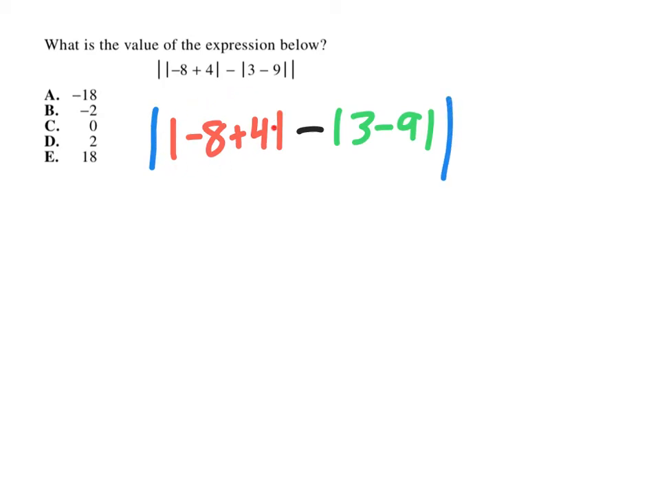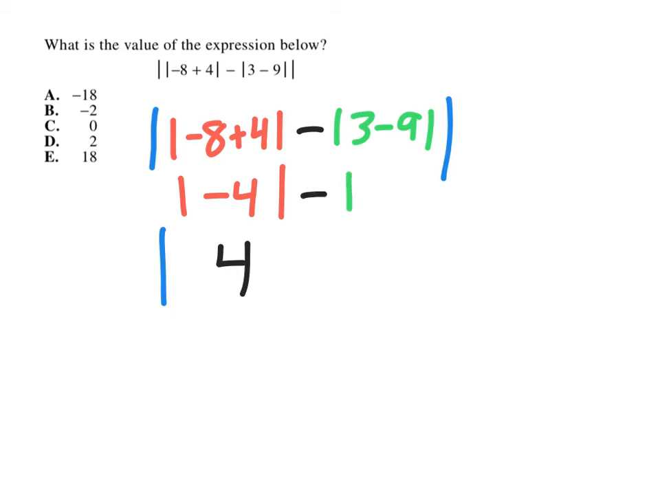So we'll start here with the red. I've got inside of those absolute values negative 8 plus 4. When I perform negative 8 plus 4, that gives me a value of negative 4. And then when I take the absolute value of negative 4, that's just going to be 4. So now I have the absolute value of 4 minus, and then do the same with the green.